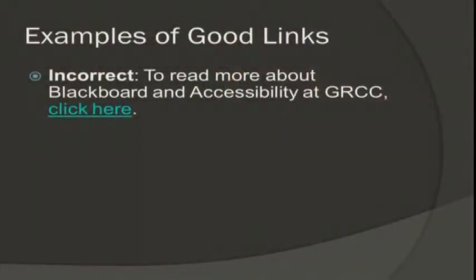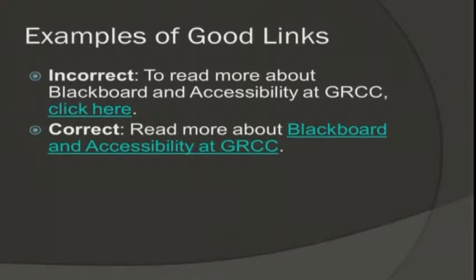So here's an example of some linked text. To read more about Blackboard and accessibility at GRCC, click here. I know we've seen this all over the place. We're so used to doing click here, read more, go here. It's very difficult when someone is going through this with a screen reader to know exactly what you mean. So whenever you're writing a link out, make sure that you're linking the text that's going to make sense outside of context. So without knowing exactly everything else that's going on, they'll know exactly where they're going to go if they do click on that link.